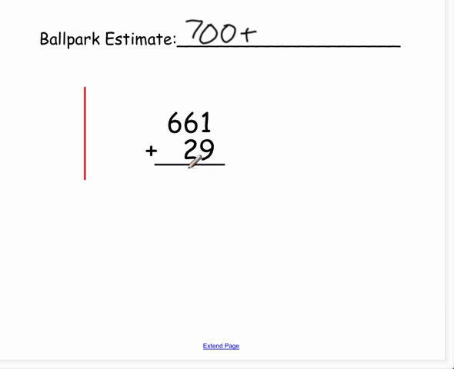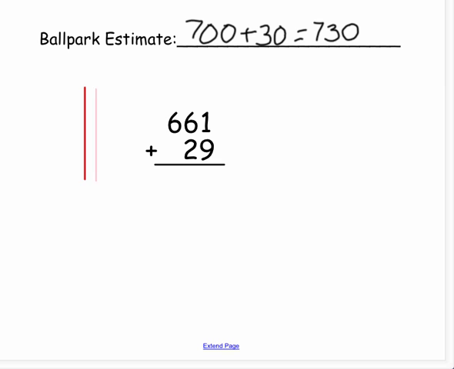Now I'm going to look at the next number below. I have 29. I want to estimate to the tens, so I'm going to look at the ones place. This number is higher than 5, so the 2 goes up one digit to a 3, and the 9 turns into a 0. 700 plus 30 gives me an estimate of 730. Now I'm going to go ahead and solve the problem.